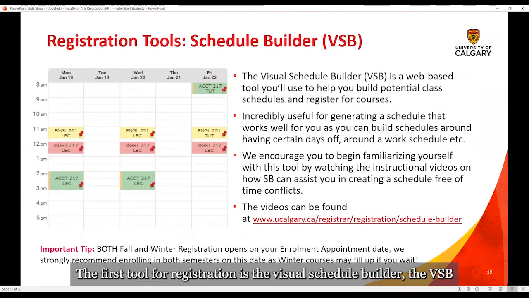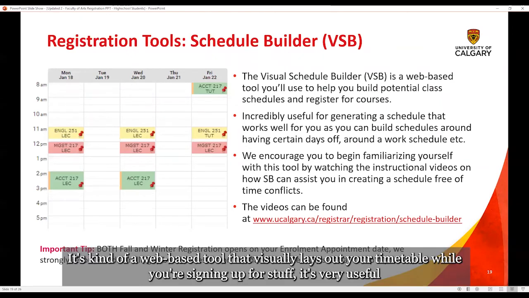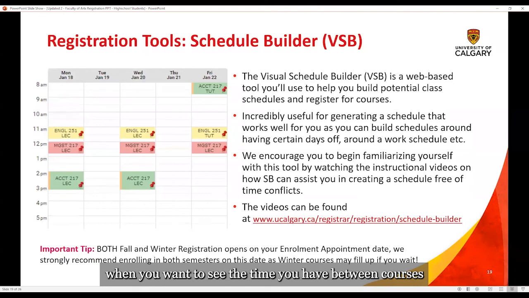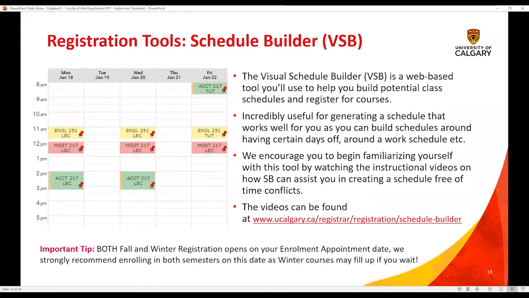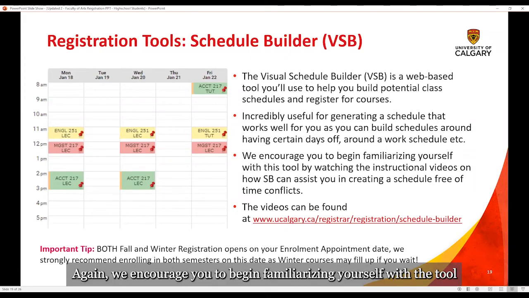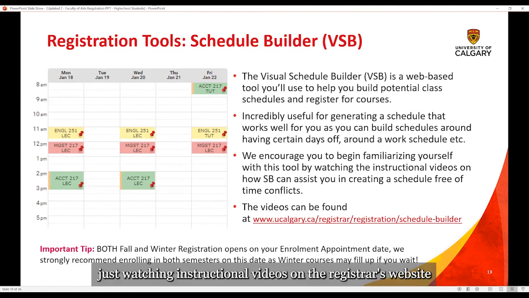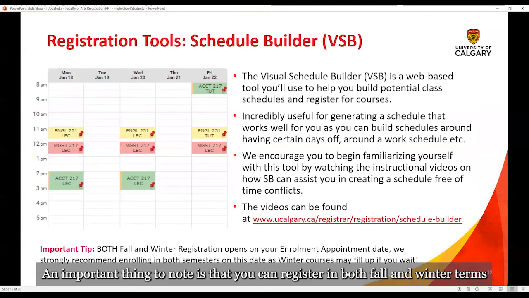The first tool for registration is the Visual Schedule Builder, the VSB. It's a web-based tool that visually lays out your timetable while you're signing up. It's very useful when you want to see the time you have between courses and just how your week will look. Again, we encourage you to begin familiarizing yourself with the tool, just watching instructional videos and such on the registrar's website.